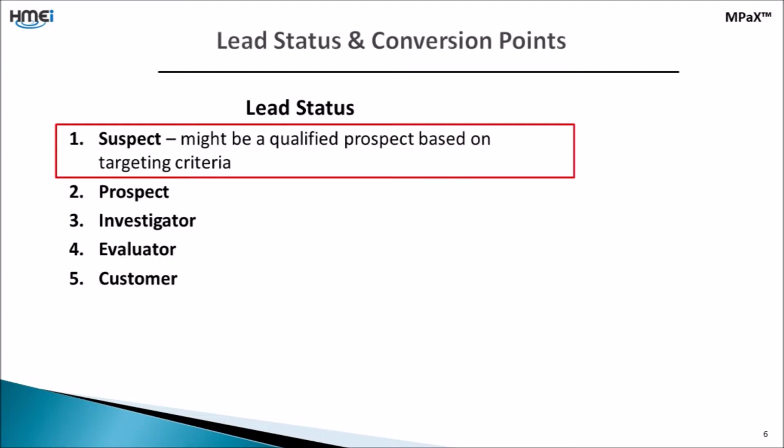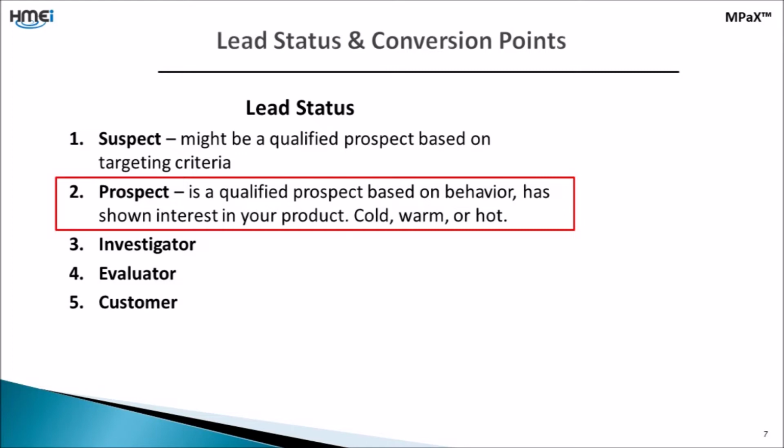A suspect is someone who you think might have a need for your product based on your targeting criteria, such as they fit a certain demographic profile or use a certain keyword. The audience you select for a Facebook ad would be a good example of a group of suspects. A prospect is someone who has shown interest in your product and who otherwise meets your qualification criteria. Prospects exist on a warmth spectrum from cold to hot based on their readiness to take action. Cold prospects might have a need for and an interest in your product, but they're not ready to take action. Hot prospects are ready to take action right now. Someone who clicks on your Facebook ad would be considered a prospect.